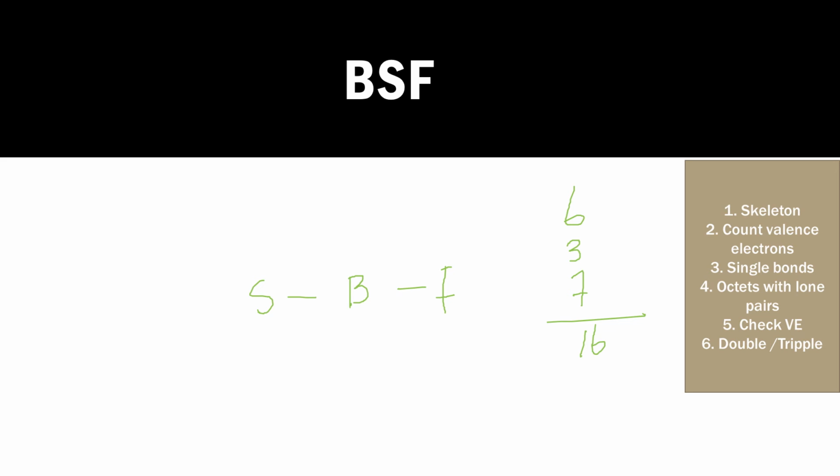So octet, we count for the sulfur 2, 4, 6, 8. Fluorine 2, 4, 6, 8. I do this one like a trial, and then if it's wrong I do it the other way. Just a second, I look at the reference. Okay, boron doesn't count 8, therefore now we count valence electrons again. 2, 4, 6, 8, 10, 12, 14, 16.